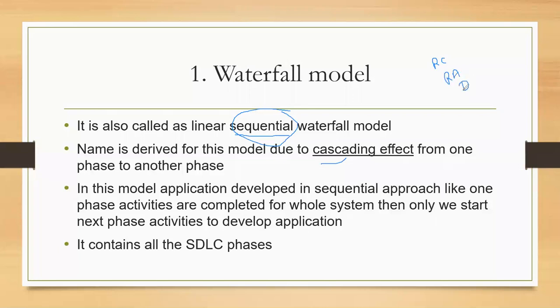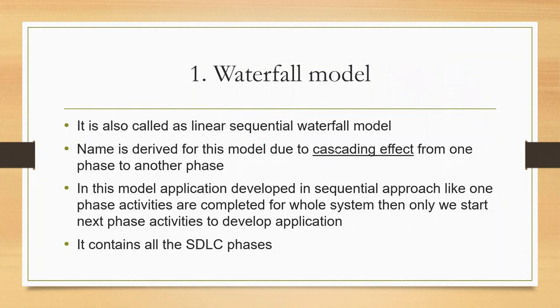design, coding, testing. So if there are 100 requirements, first you collect all 100 requirements from the client, and then they go for the analysis. Once the analysis of all 100 requirements is completed, they go for the design. After design of all 100 requirements, they go for the coding. After coding, they go for the testing, like this.